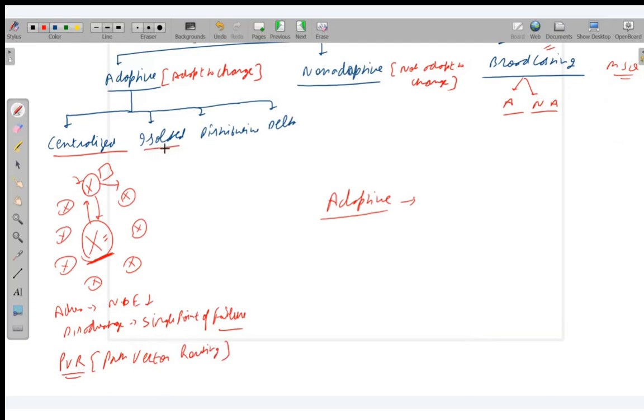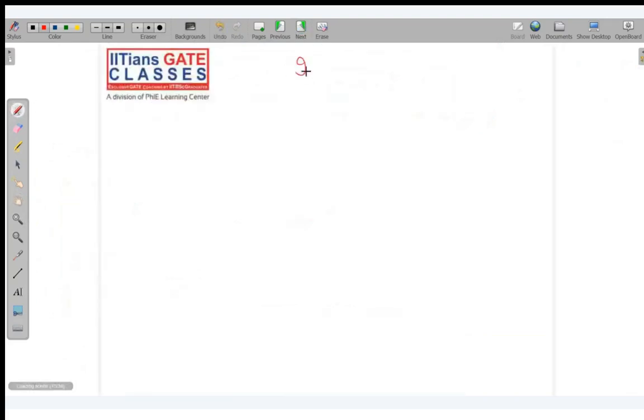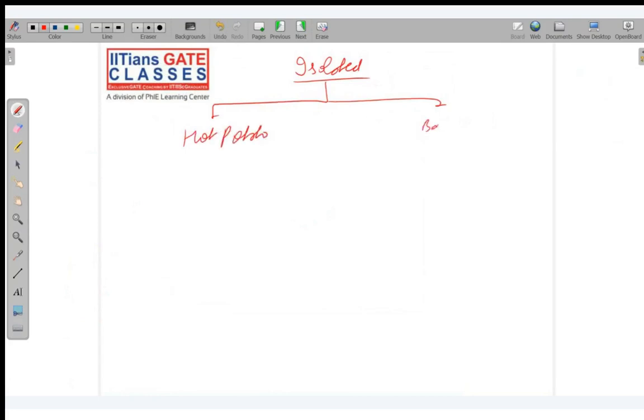Next is isolated. Path vector routing is centralized, the example I have given you. So next is isolated. Let me jump to the next slide, because this slide will be very messy. Take a snapshot of this. Isolated is of two types. One is known as hot potato routing, and another is known as backward learning.